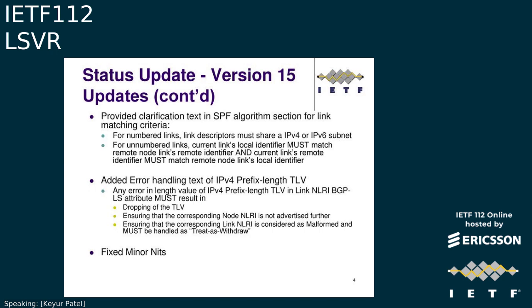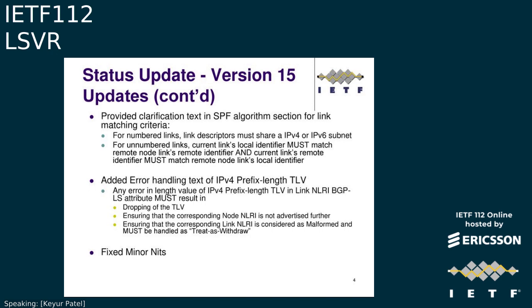On an unnumbered link, the current link's local identifier must match the remote node's link remote identifier, and vice versa. The current link's remote identifier must match the remote node link's local identifier. If you do that, the link is considered to be matched, and it's considered to be found as a matching link in the database.